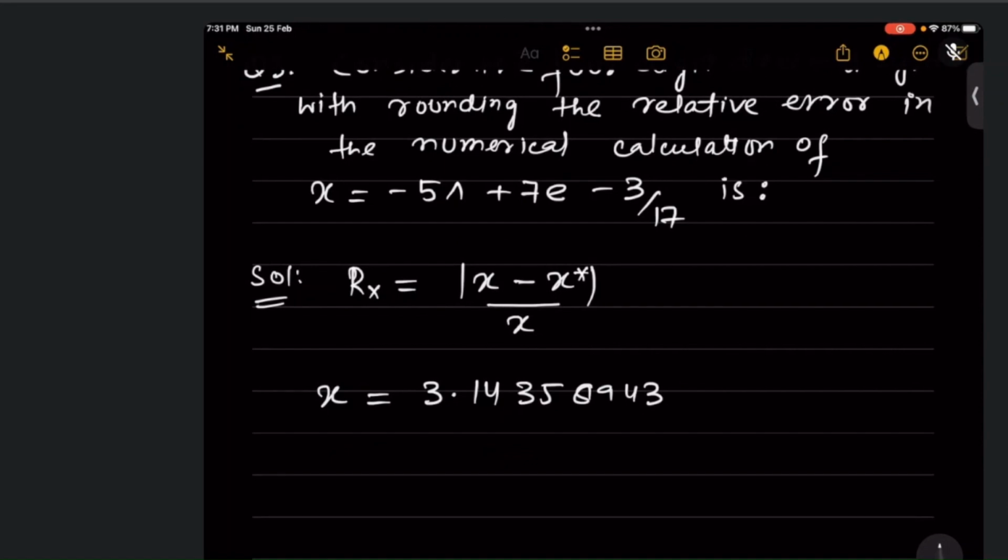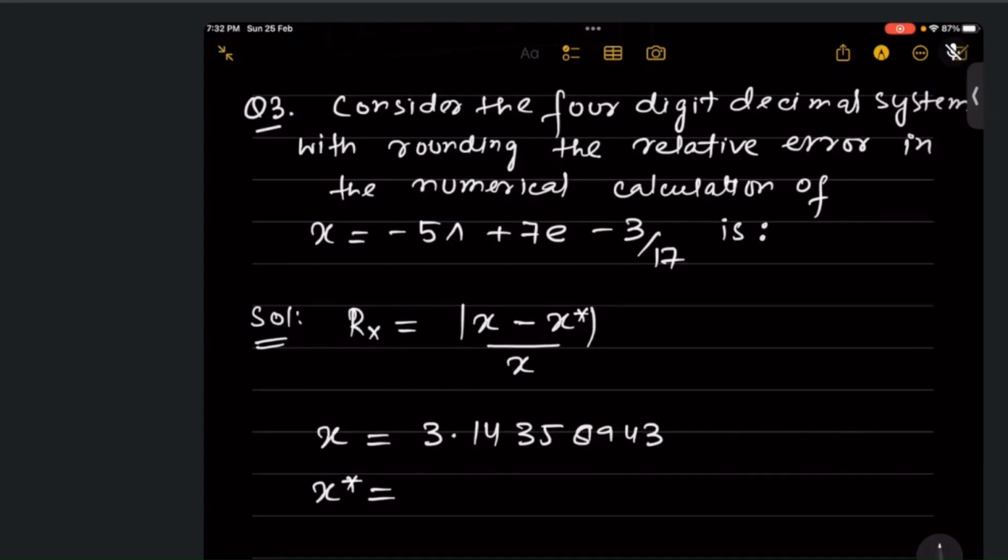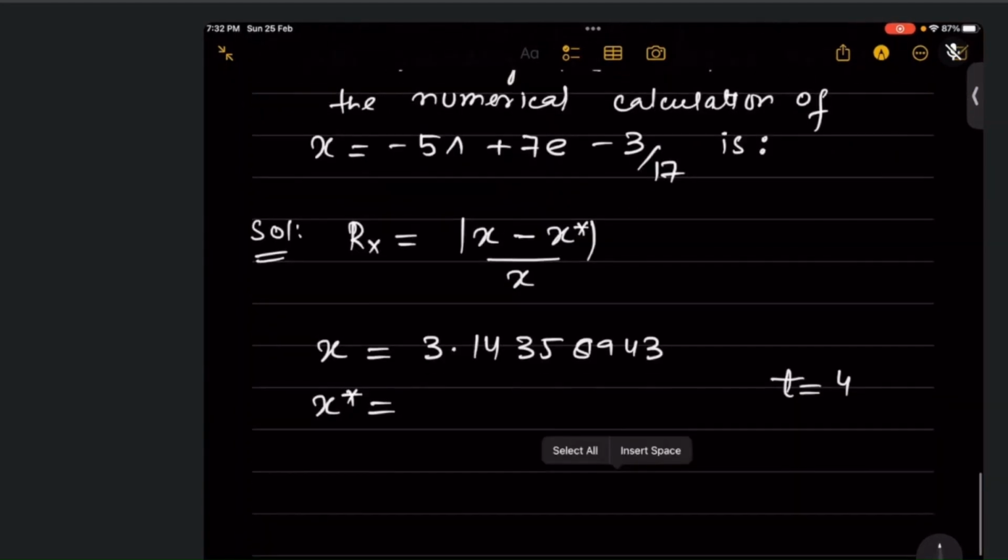Now, if you're calculating x star, tell me when you will round off this number, what will be the round off of this number? How do we do that? 3.144, because it is a four digit decimal number system. So t is equal to 4, right? Basically what we do, we take this as 0.31435, whatever it is, into 10 to the power 1.